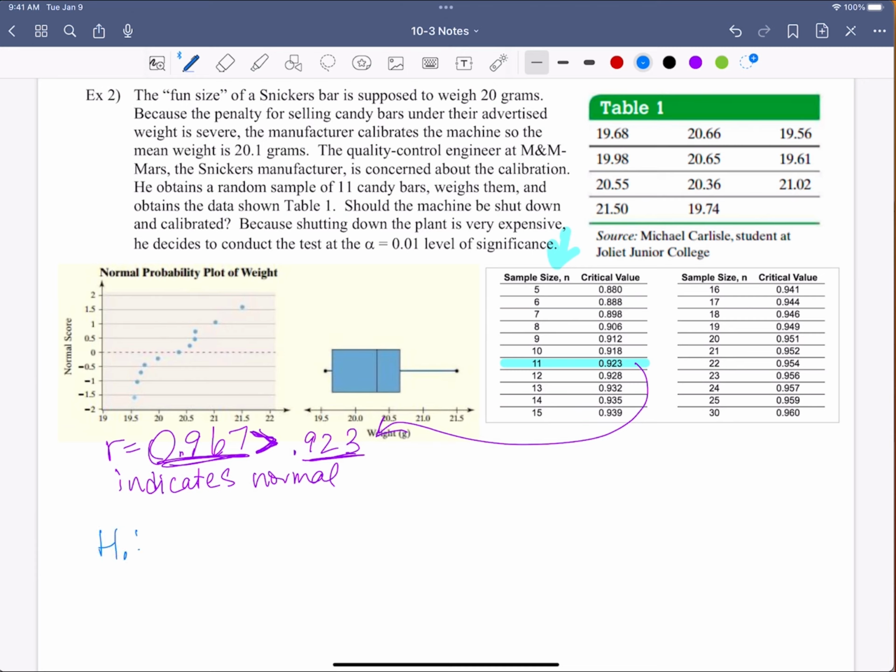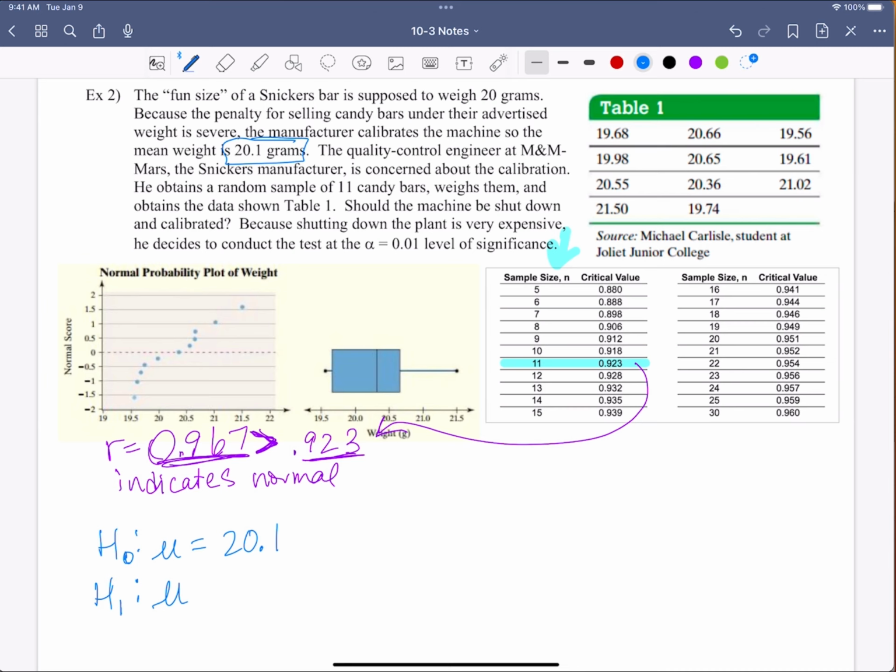The first thing we want to indicate is our hypothesis. So this is a mean, and for our mean, it tells me that our manufacturer is at 20.1. So that's where we're starting. What we want to know is, the collaboration obtains a sample, weighs them, and shows us data. Should the machine be shut down? Am I concerned if these are above? Am I concerned that these are below? No, I'm concerned that these aren't 20.1.